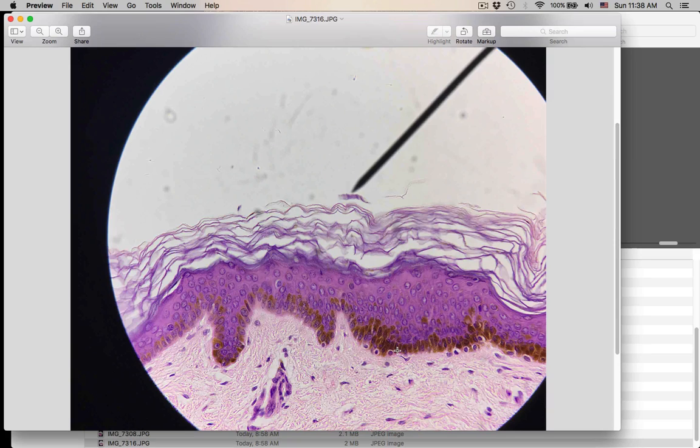And what cell that lives down in this bottom layer, what cell is making this brown pigment? What cell that lives down here is making that brown pigment? So that's the second part of number 31.